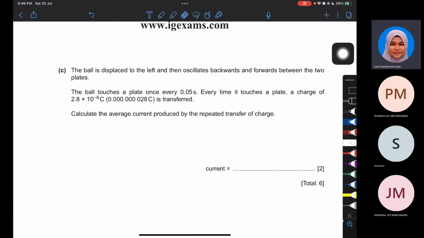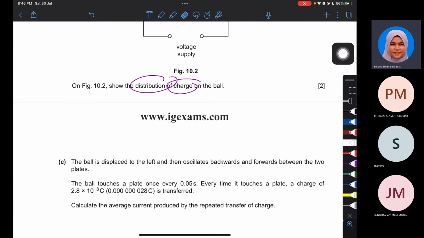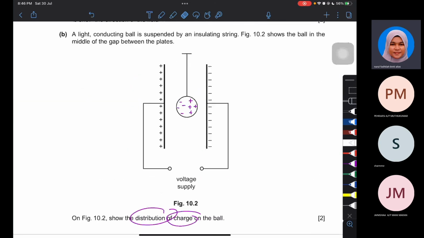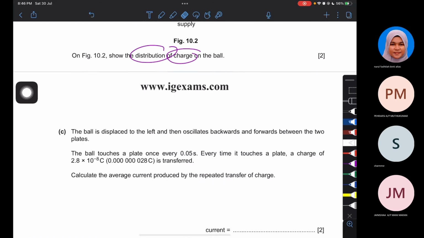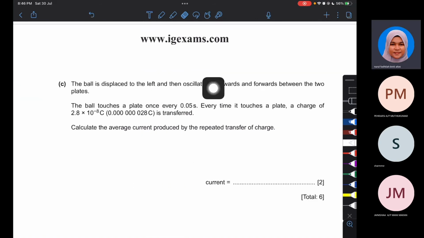Alright, and then the ball is displaced to the left. Jadi sekarang kita ambil bola ni, kita letakkan dia, rapatkan dengan positive plate tu. Okay, and oscillates backward and forwards between the two plates. And then dia kata the ball touches a plate once every 0.05 second. Every time it touches a plate, a charge of is transferred. Calculate the average current produced by the repeated transfer of charge.